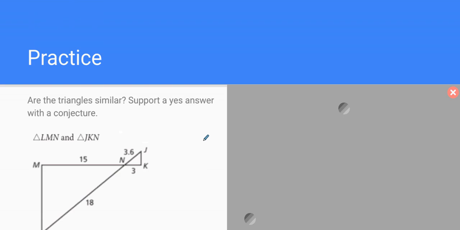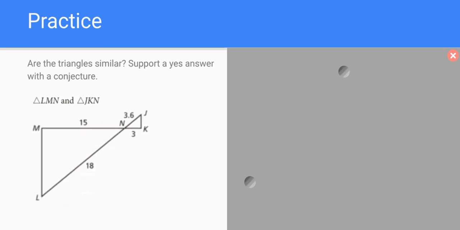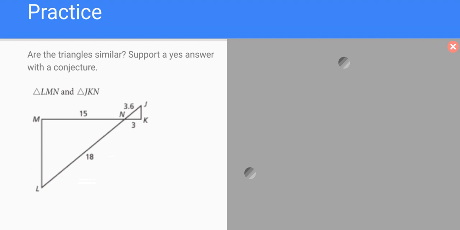Are the triangles below similar? Okay, so obviously they're not congruent because one is very large and one is very small. So we can eliminate that without knowing anything. But do we have enough information to determine if they are similar? Well, we do have an angle in common.